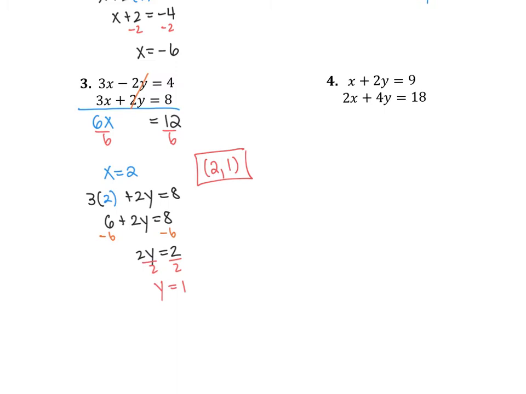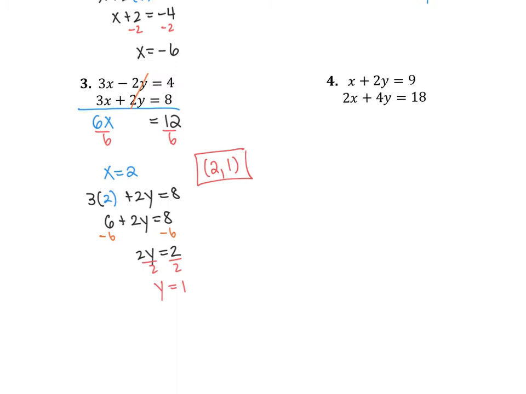Okay, let's try number 4. Let's see, are we lined up for the elimination? We are lined up for the elimination method. Now, does anything cancel? The x's do not cancel and the y's do not cancel. So we're going to have to do some extra work to make this system solvable by elimination.